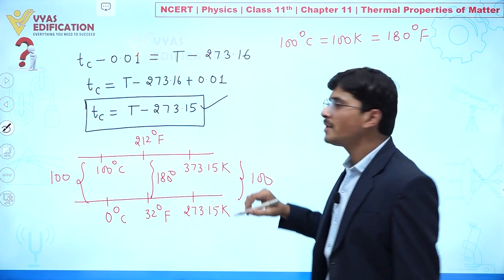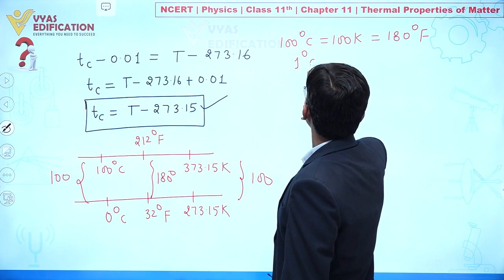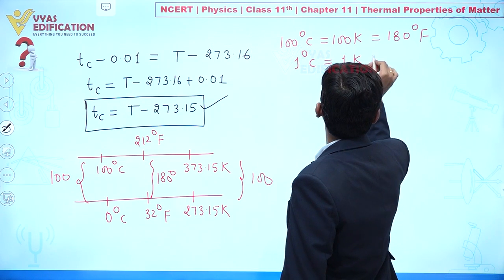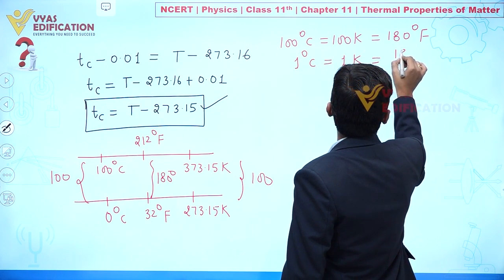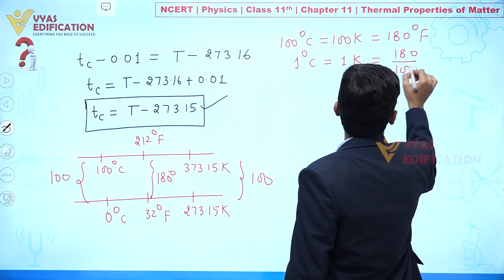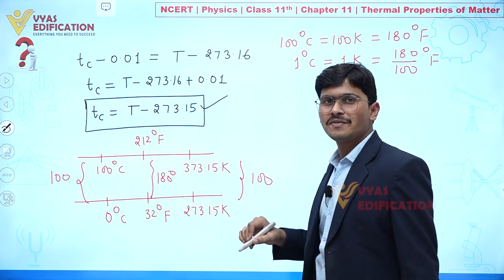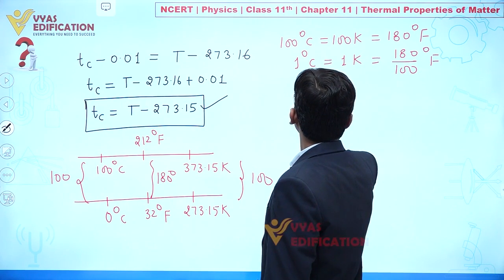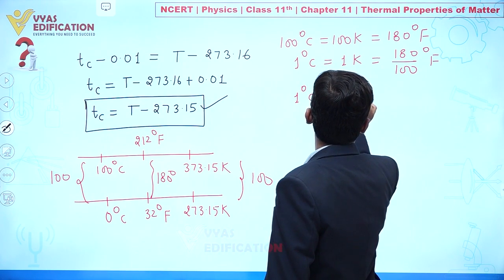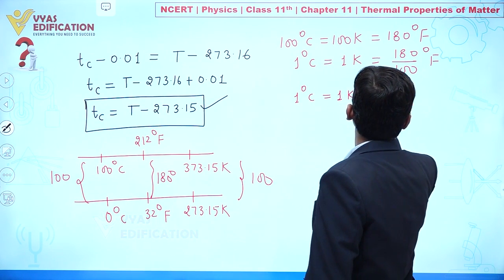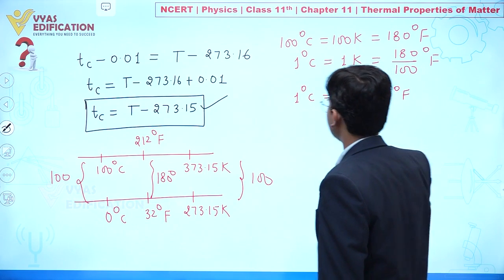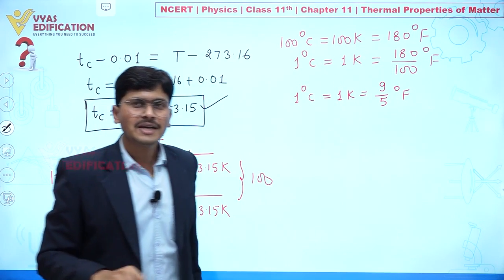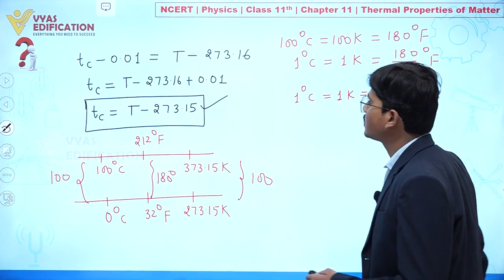Clear? So from here we can see a difference of 1 degree Celsius should be equal to 1 Kelvin, and it should be equal to 180 by 100 degree Fahrenheit. Clear to everyone? So 1 degree Celsius should be equal to 1 Kelvin, and this should be equal to 9 by 5 times degree Fahrenheit. Clear to everyone? Now we can say what is given to you in this question.